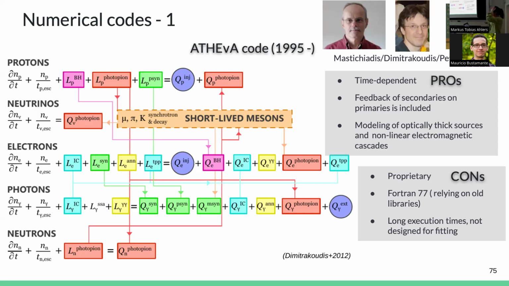So this was my supervisor's original code back in the 1990s. Fortran 77, thousands of lines. Nobody can understand anything from that code besides the three of us here. So probably it's going to be deprecated as well because the libraries are not going to work anymore.